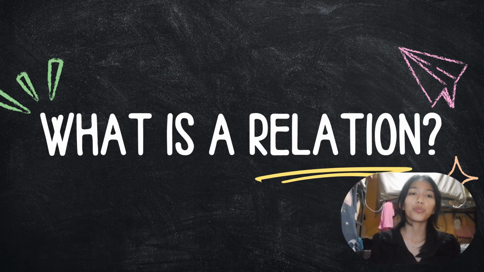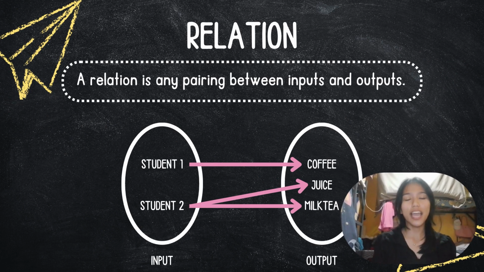What comes into your mind when you hear the word relation? What is a relation? A relation is any pairing between inputs and outputs. For example, consider students and their favorite drinks. Each student is an input and their favorite beverage is the output. This is a relation, which is simple and flexible.